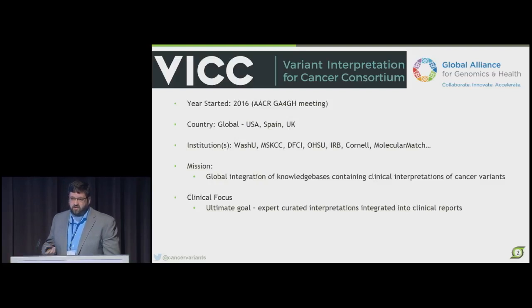So the idea is that a patient has a set of variants observed in a tumor, and that we can use these knowledge bases to infer what the possible clinical actionability is based off of those variants. Our ultimate goal is to provide expert-curated interpretations integrated into clinical reports.